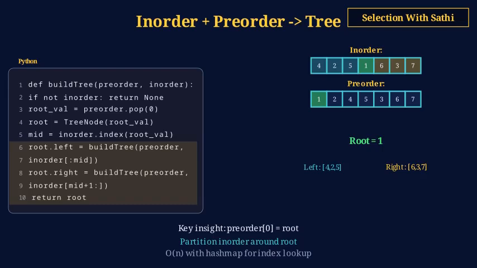Line 7, recursively build the left subtree first, using the left partition of Inorder. This matches the Preorder pop order because Preorder visits node, then left, then right. Line 8, then build the right subtree. With a hash map for the Inorder index lookup, this runs in O of n total.